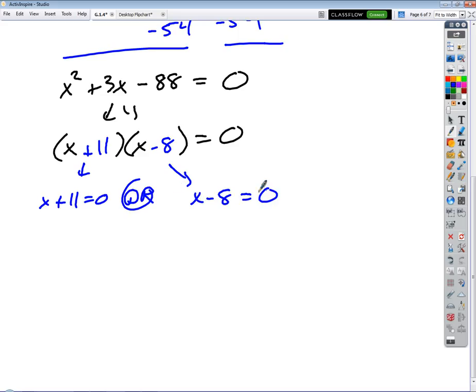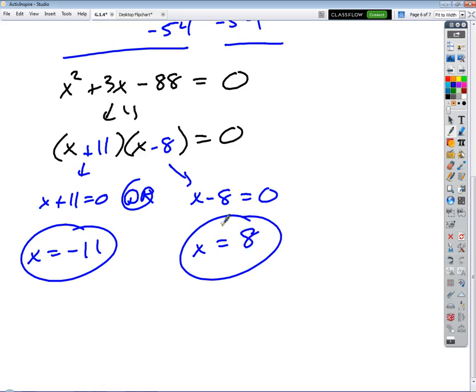Those are pretty easy equations to solve. When is this first equation equal to 0? When x equals? How about this one? Positive 8. Okay, so the math gods in their infinite wisdom gave us back two solutions here.